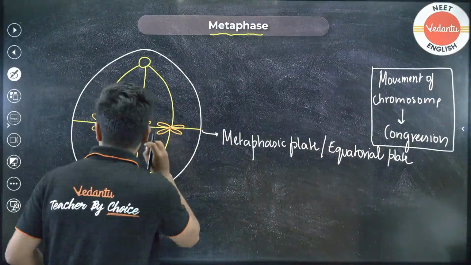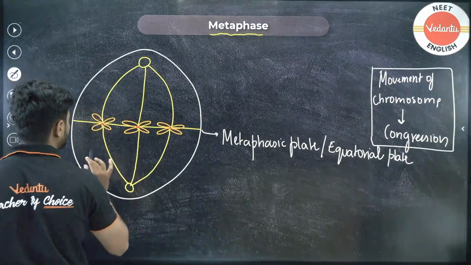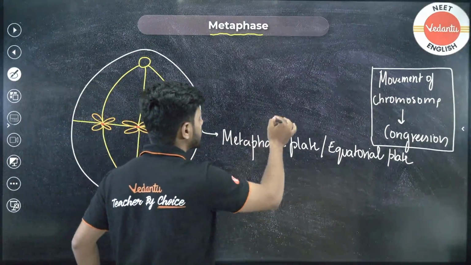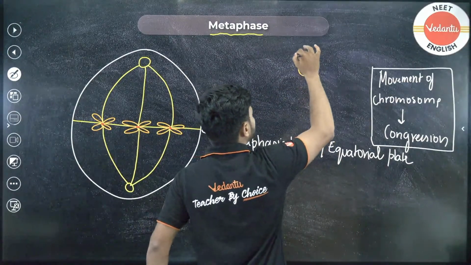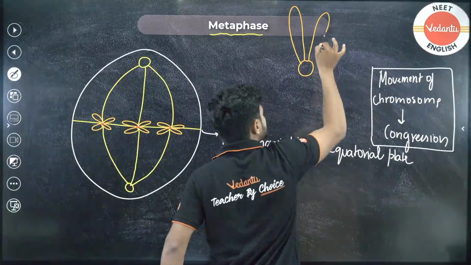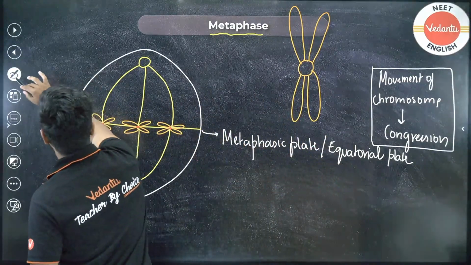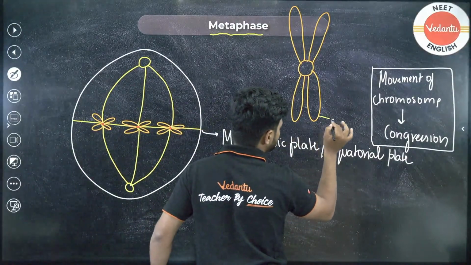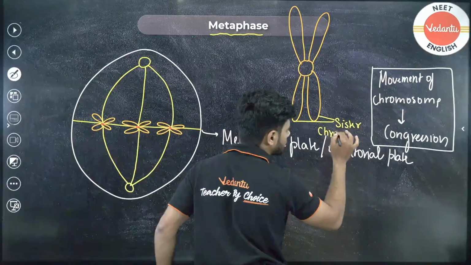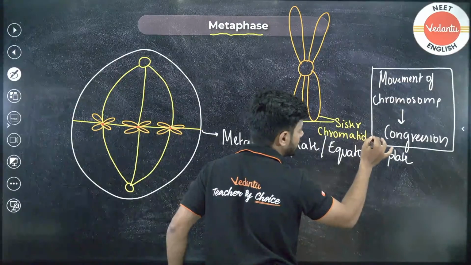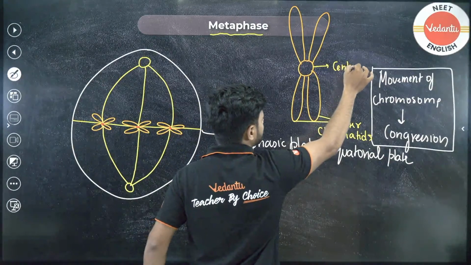Now, I want you to understand the structure of chromosome here. That is very important to understand. How is the chromosome actually? In the middle part, we have the centromere. These are the chromatids, called sister chromatids. One chromatid, another chromatid. The center part is called the centromere.